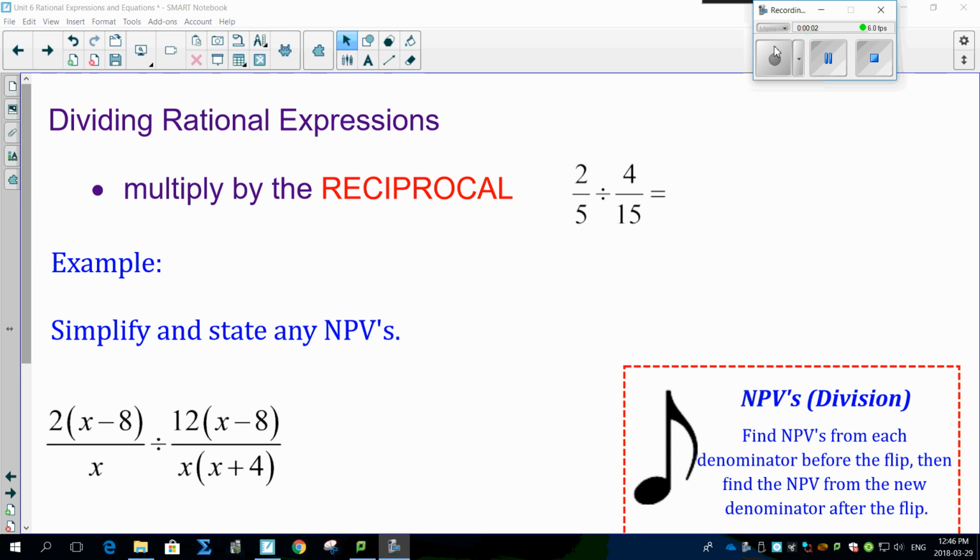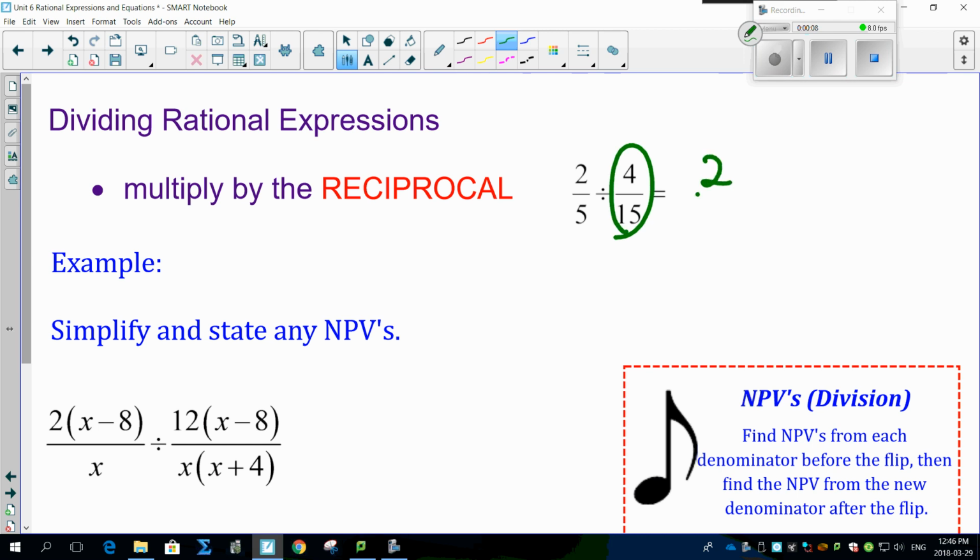Do you remember dividing fractions in grade 7? Do you remember what you had to do to this guy here? This was the same as saying 2/5 times, and then you would flip it, right? You would flip this guy. It's just called the reciprocal. So that's 15/4. Now, check this out, because then it becomes fun.